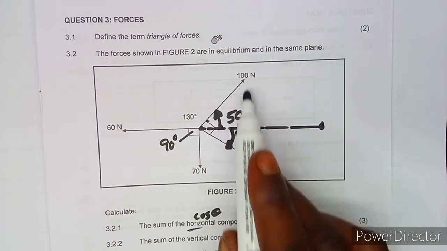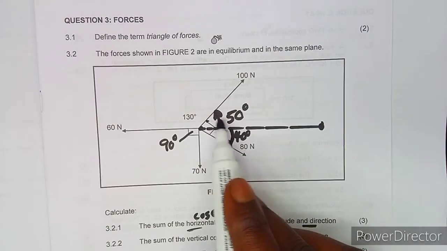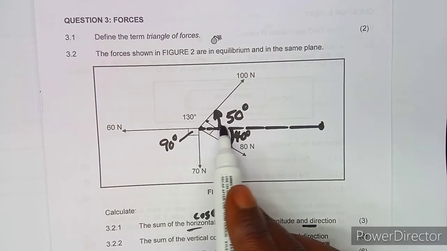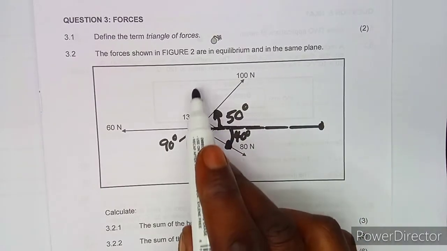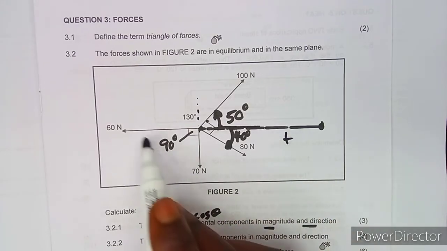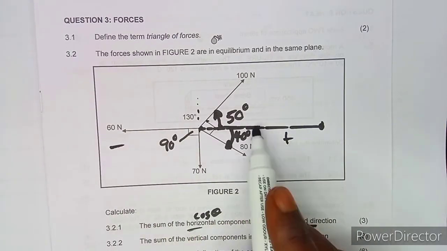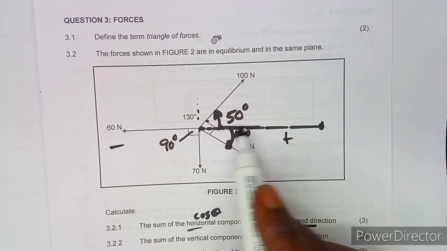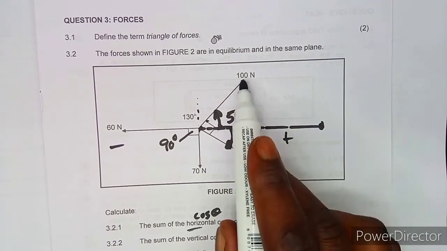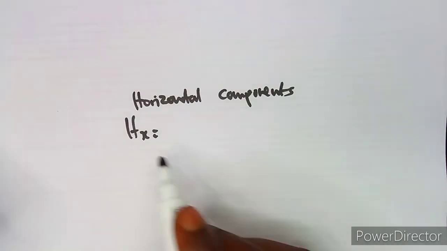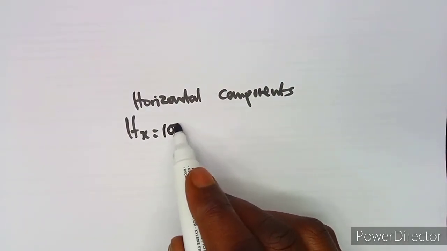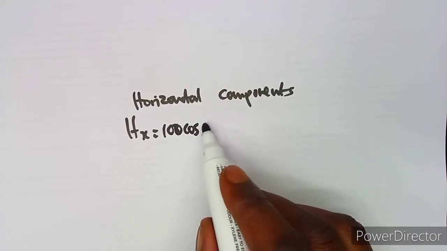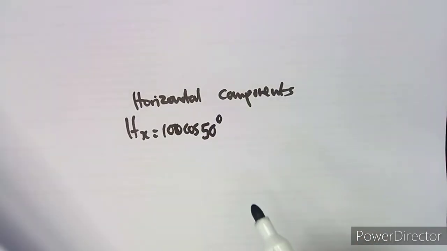So we have 100 and there's an angle here of 50 degrees, but if you check, the horizontal component that corresponds with this 100 is on this side of the quadrant, which is the positive side. This is the positive side, this is the negative side. So this one is going to be positive because of the side where it is. So it's 100 cos 50 degrees, which is positive.